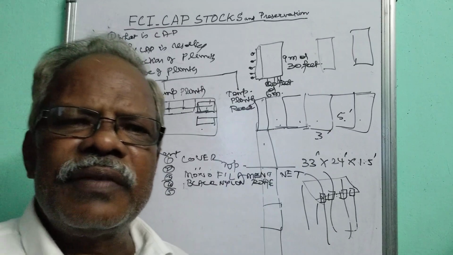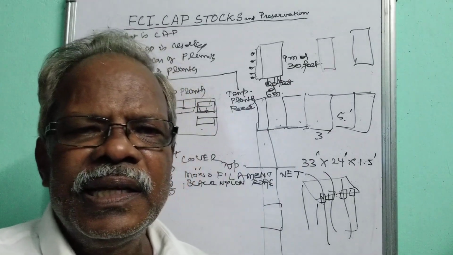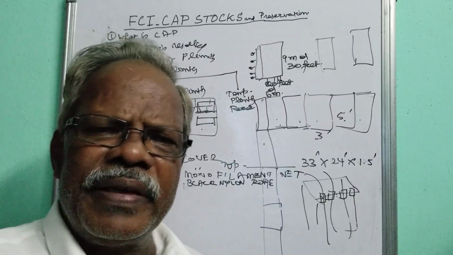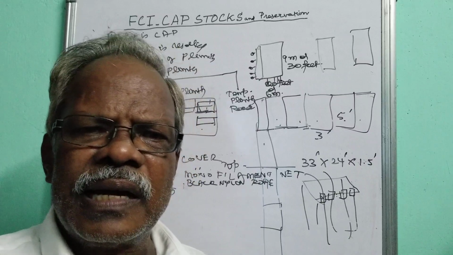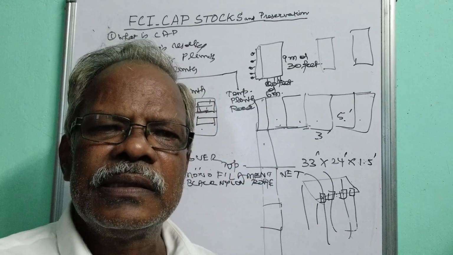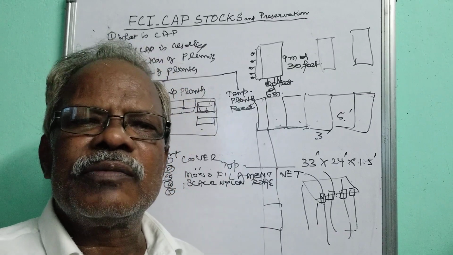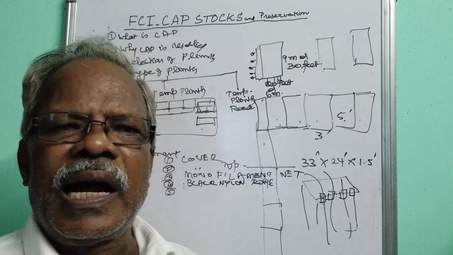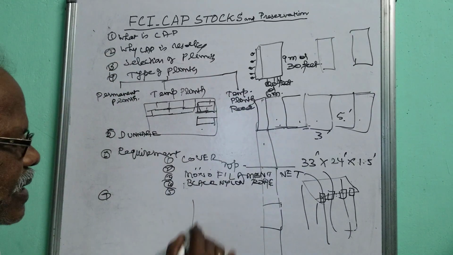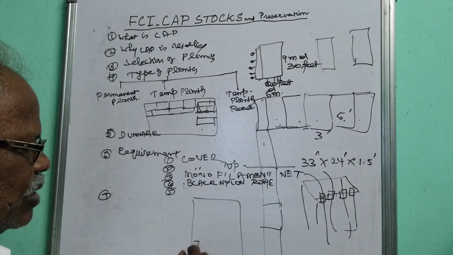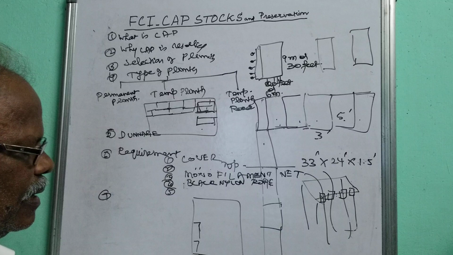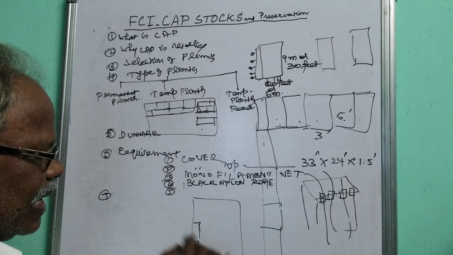In FCI we adopt two types of stacking pattern. One is called crisscross and another is called unit pattern. In CAP, the preferred stacking pattern should always be crisscross, because stability can be reached only by adopting the crisscross method. Crisscross method means one layer in a lengthwise manner, the second layer in a breadthwise manner, and the third layer in lengthwise, like that.